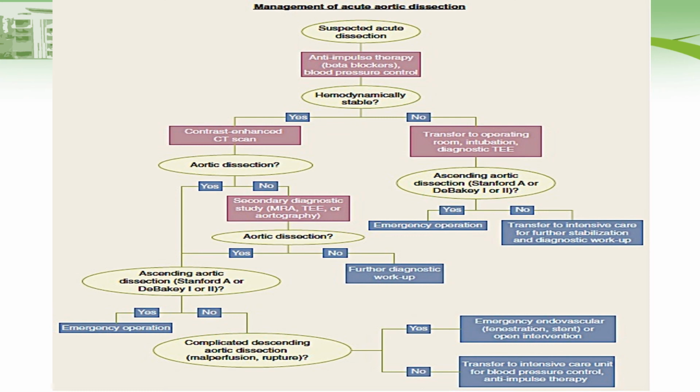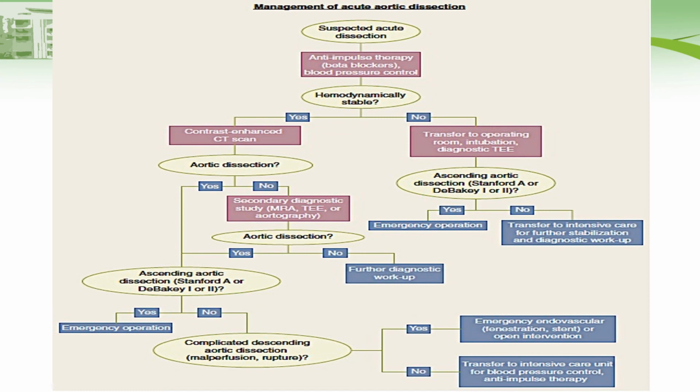So that's malperfusion. If there is already malperfusion or if there is rupture, of course, emergency endovascular or open intervention is done. So for the emergency endovascular, we can put a stent or balloon dilatation for that. But usually here, we do the open surgery. If not operable, the patient is transferred to the ICU for BP control and anti-impulse therapy. So BP control is very important in aortic dissection.